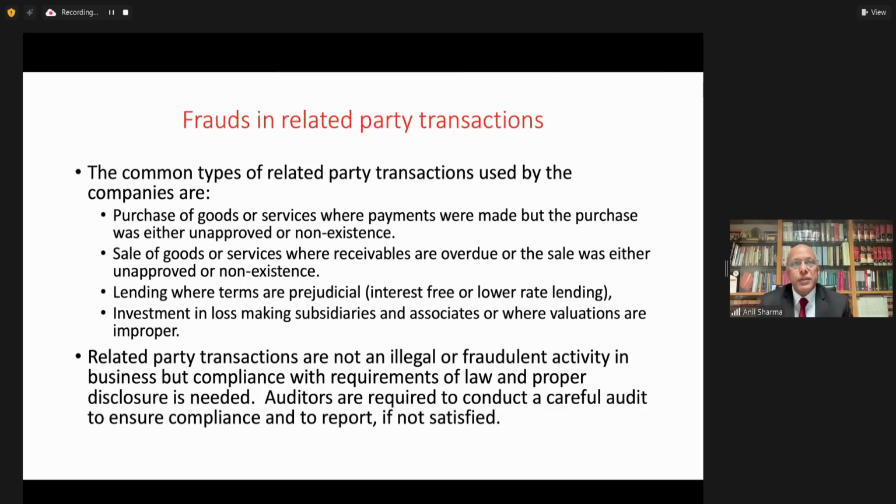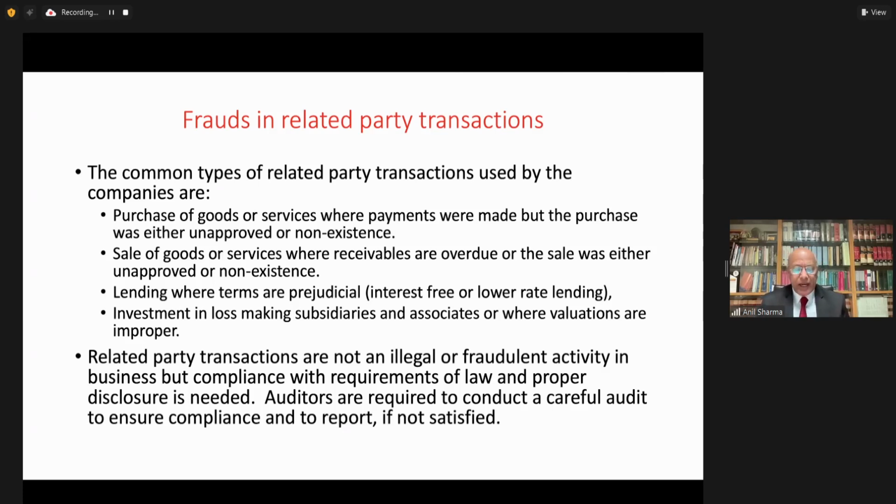Similarly, the investment route has also been seen, where investments were made through related parties in subsidiaries and associates, either those companies were loss making and the promoters were simply putting money into losing propositions, or in some cases valuations were very improper, very low. So I'm just giving you a flavor that in all types of transactions, whether purchase, sale, lending, or investment, frauds were perpetrated through related party transactions.